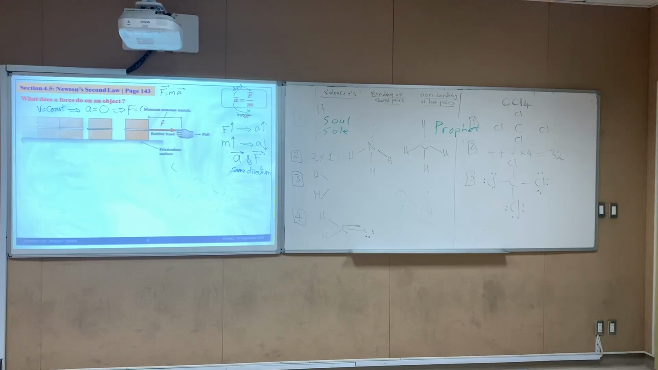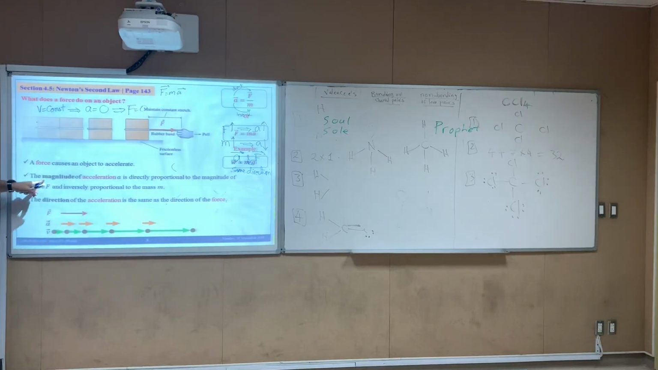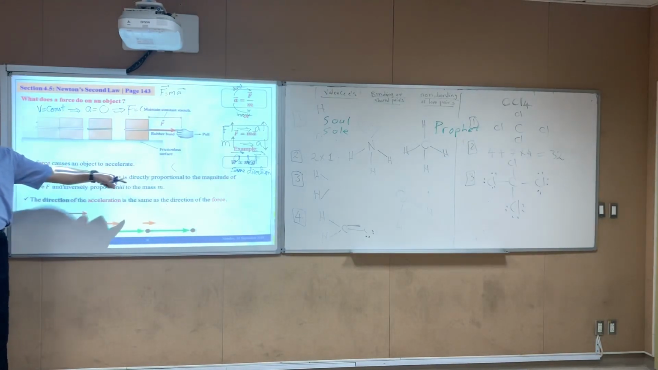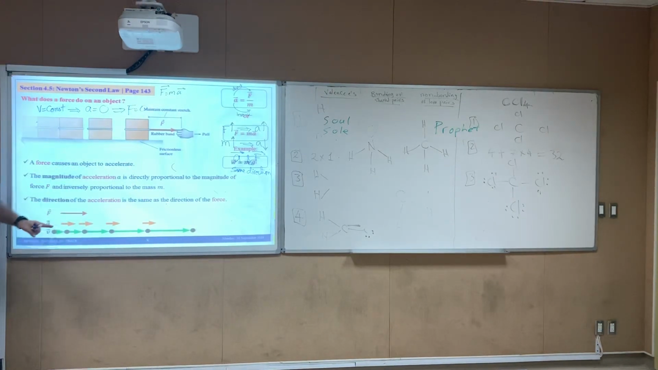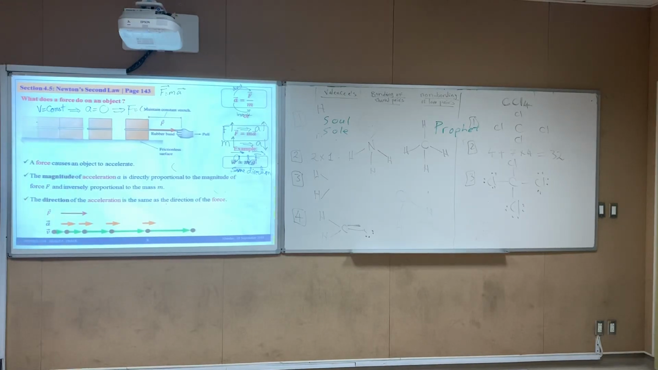Let's go back to here. I will explain that. Force causes an object to accelerate. The magnitude of acceleration is directly proportional to the force and inversely proportional to the mass. The direction of the acceleration is the same as the force. Now, gentlemen, see. If this object here has its velocity to the right, and the acceleration is also to the right, does the object speed up or slow down? Speeds up. Yes, speeds up.